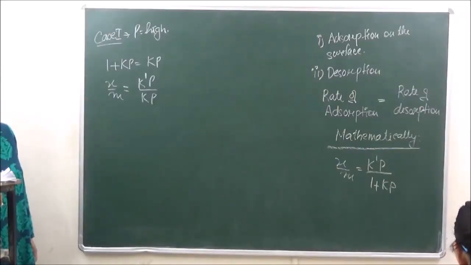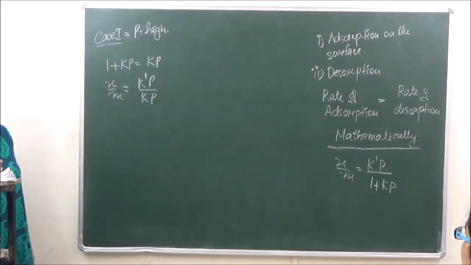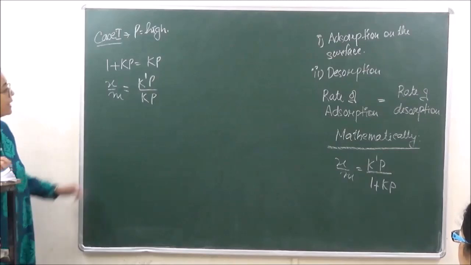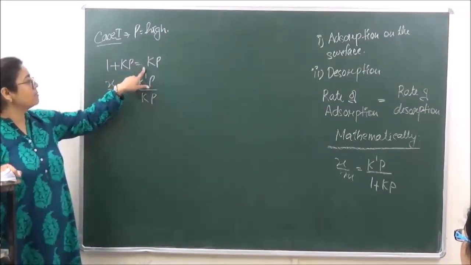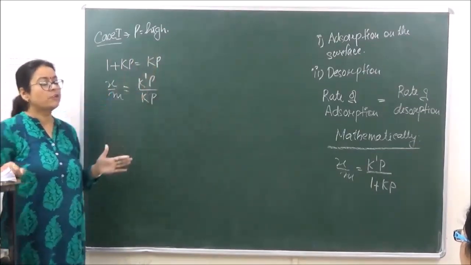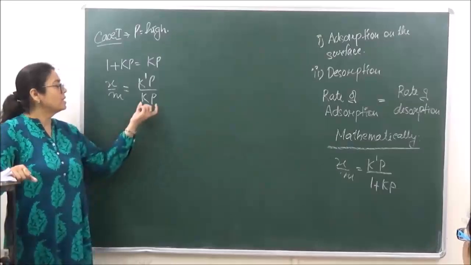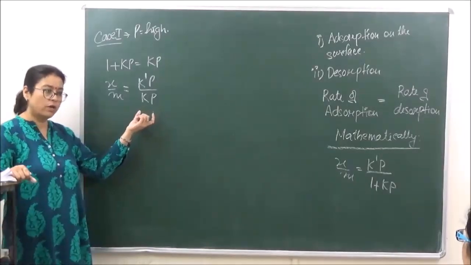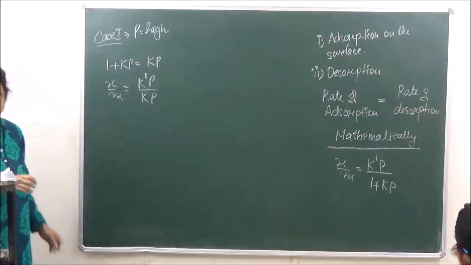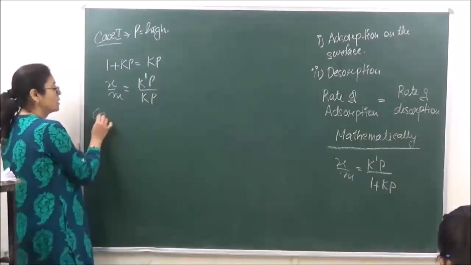And at high pressure, the degree of adsorption is going to approach a limiting value. Why? Because 1 plus kp becomes equal to kp. So if we are trying to extend the curve, this is the limiting value. Got it? Second is case 2, when pressure is low.